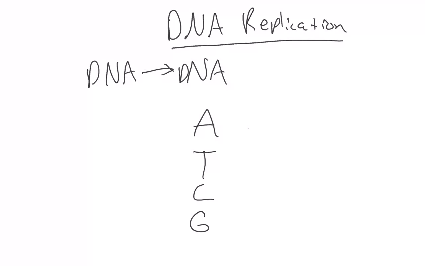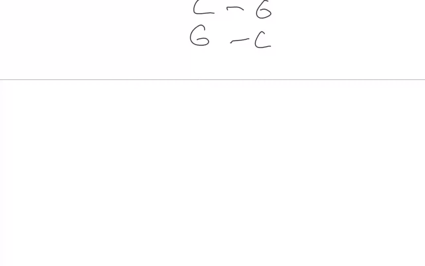use its base pairing rules. A bonds with T, T bonds with an A, C bonds with a G, G bonds with a C. Okay, and using these DNA complementary rules, it's possible to make a whole new copy of DNA. So I'll show you that here.